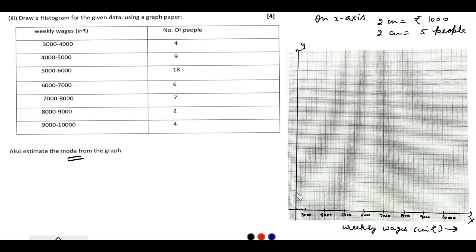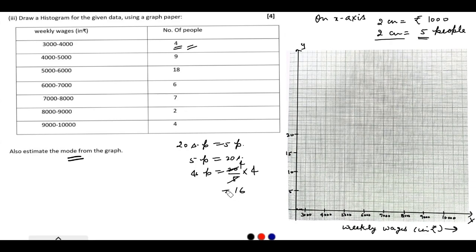And on the y-axis: 5, 10, 15, 20. Now first, 3000 to 4000, number of people 4. On the y-axis we have taken 2 centimeter is equal to 5 people. 2 centimeter means 20 small parts is equal to 5 people. And we have to calculate for 4. That is, 5 people is equal to 20 small parts, then 4 people is equal to 20 divided by 5 into 4, means 16 small parts.